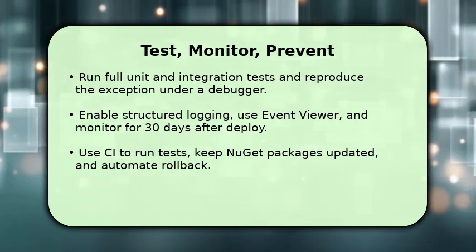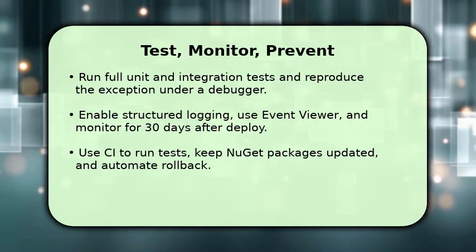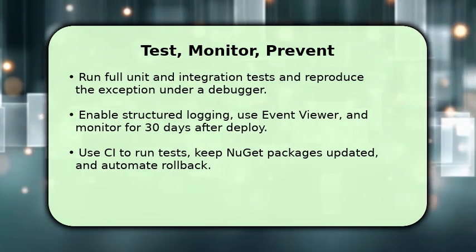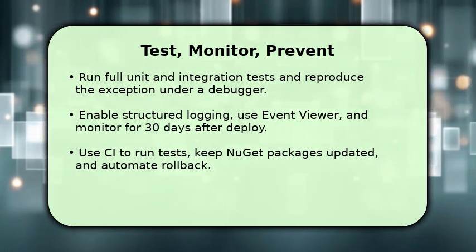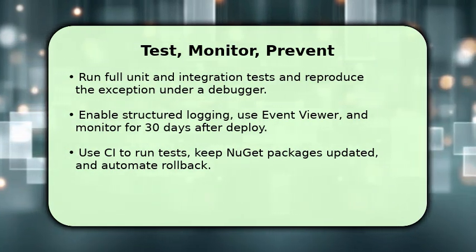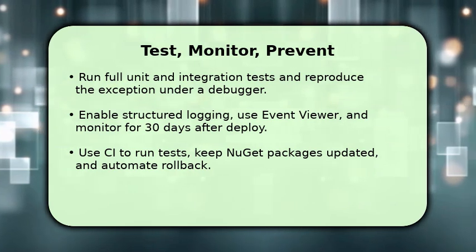Monitor Event Viewer and your logs continuously for at least 30 days after deployment to confirm stability. Use continuous integration to run tests before release. Keep NuGet packages updated and prepare an automated rollback plan.